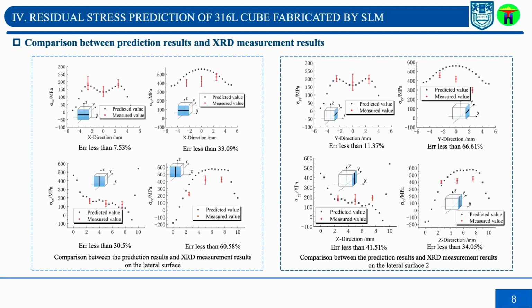This figure compares the results obtained by the MIS method and the XRD measurement, and we can see that on the lateral surface the error is almost less than 35%, and there are 2 points where the error is more than 60%, and one point is more than 40%.